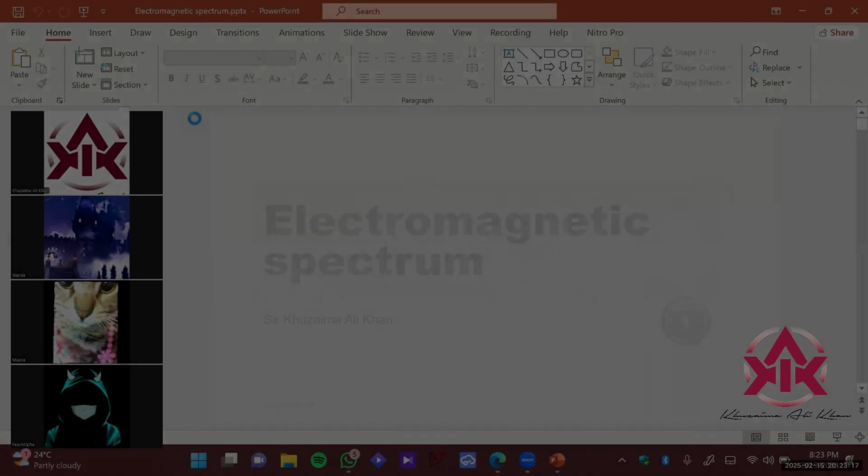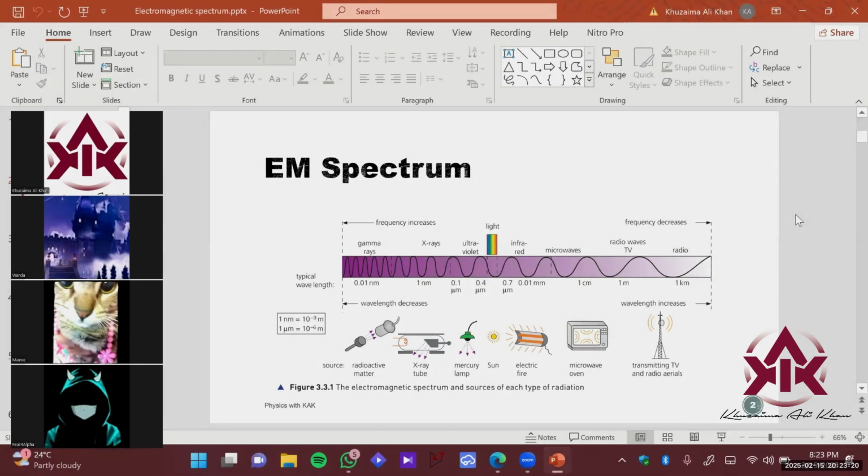Some understanding, sir, about UV light. We can't see it, and it comes from the sun, and it can cause skin cancer. Okay, that's good.